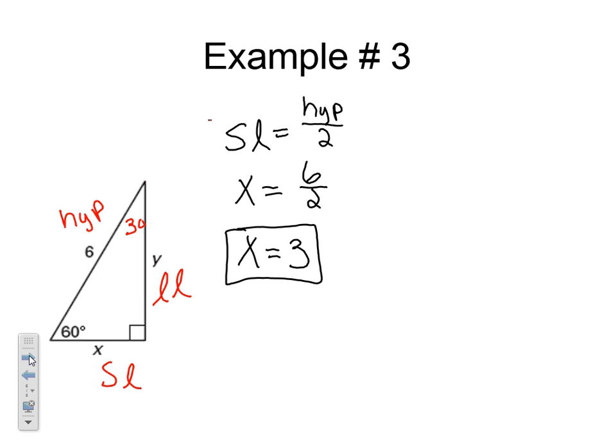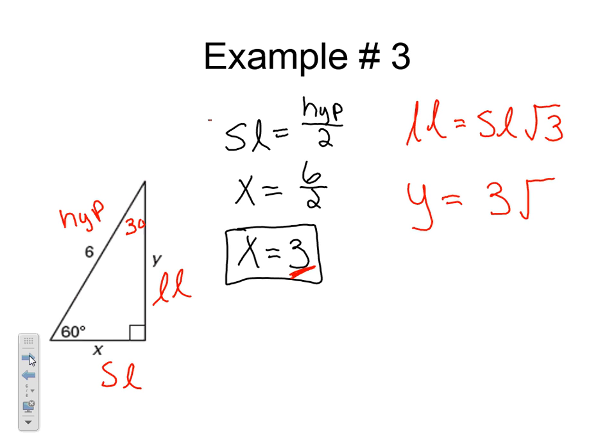Now that I know my short leg, it's going to be really easy for me to find my long leg. So to find my long leg, all I have to do is take my short leg times the square root of 3. So my long leg equals y. My short leg I know now is 3, so 3 square roots of 3. And I can't simplify that, so I'm done with that one.